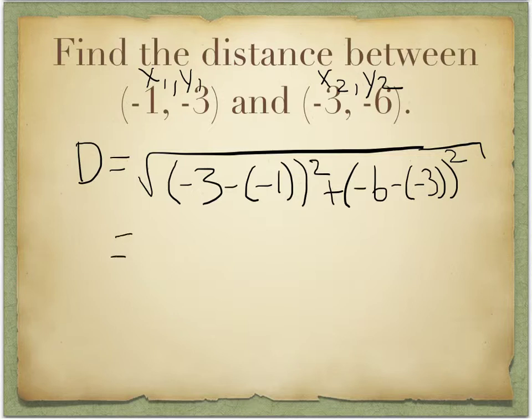And then we evaluate, being very careful with our integer operations here. Negative 3 minus a negative 1, that's the same as adding the opposite. So I end up with negative 2 squared, which is 4.